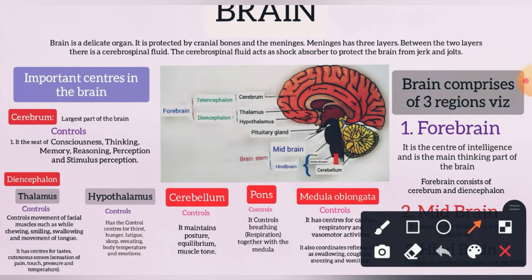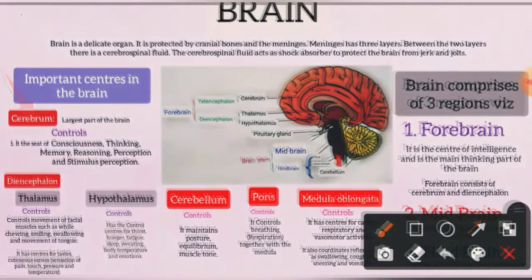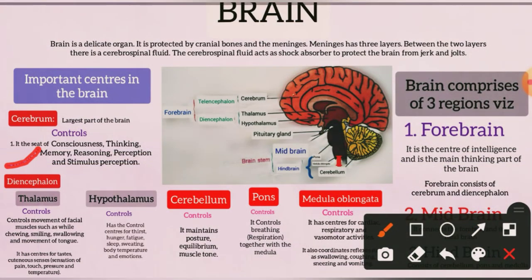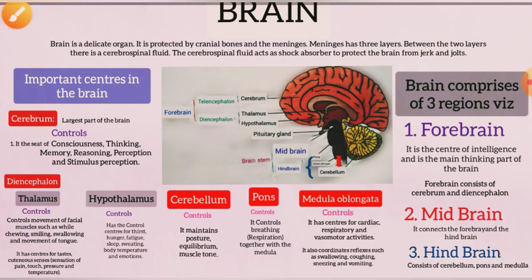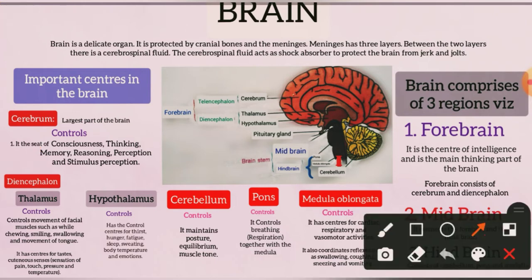Now let's see the important control centers in the brain, the cerebrum. What does the cerebrum do? Cerebrum is the seat of consciousness, and it is the main thinking part of the brain. It is also responsible for memory, for reasoning, for thinking, and for perception of the stimulus.